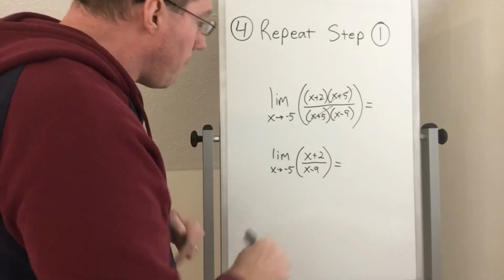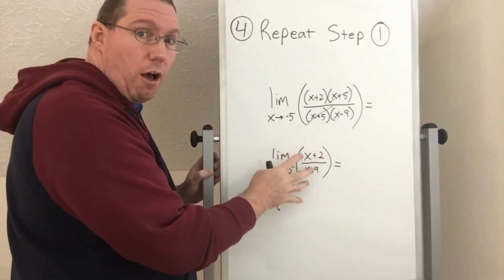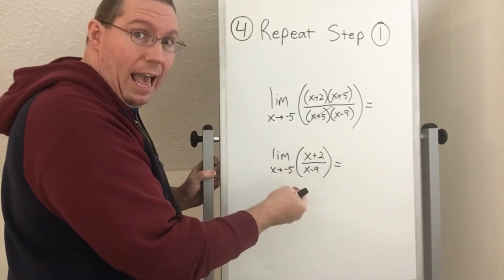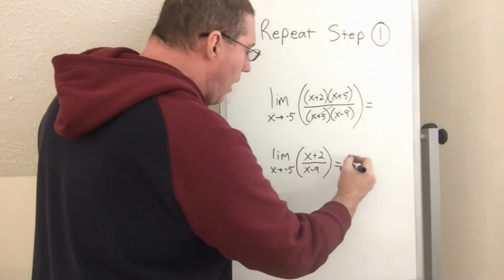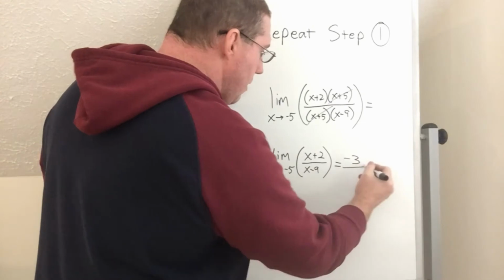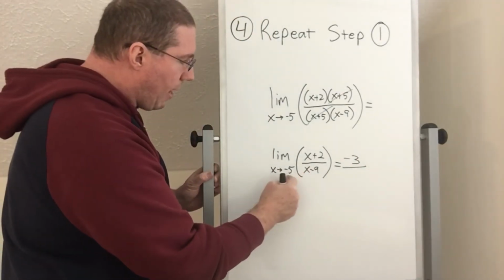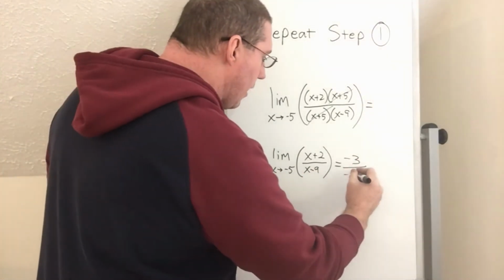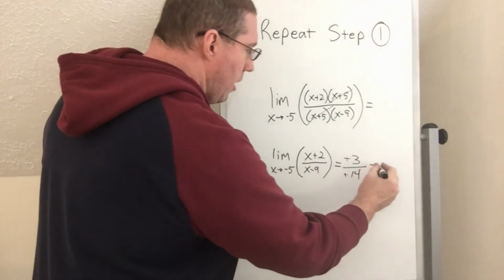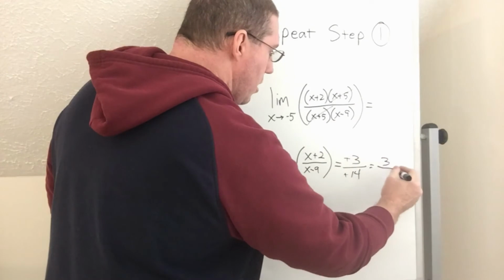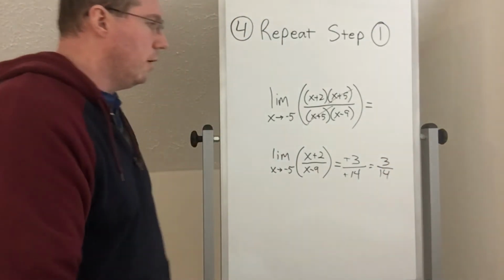So if we go back to step 1, it says to solve this, just plug the negative 5 in for x. Negative 5 plus 2, that's negative 3, right? And then plug it in here, negative 5 minus 9, that's negative 14. And now the negatives cancel, right? So the answer to this limit is 3 over 14, okay?